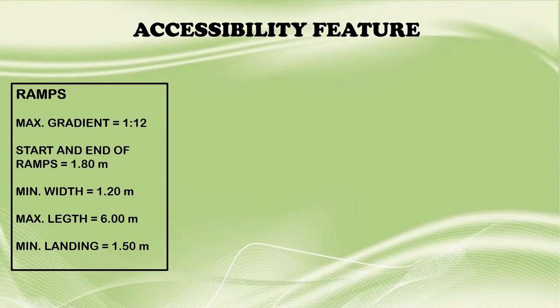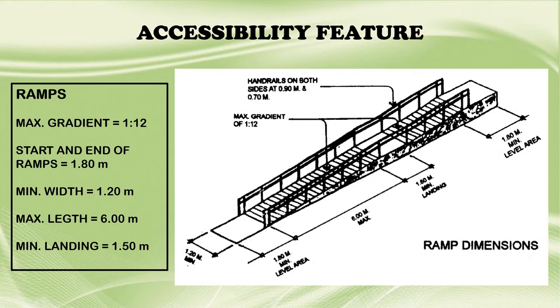Ramps. Changes in level require a ramp except when served by a drop curb, an elevator, or other mechanical devices. Minimum clear width of ramps, 1.2 meters. Maximum gradient of ramps, 1:12. The length of a ramp should not exceed 6 meters if the gradient is 1:12. Longer ramps whose gradient is 1:12 shall be provided with landings not less than 1.5 meters. A level area not less than 1.8 meters should be provided at the top and bottom of any ramp.